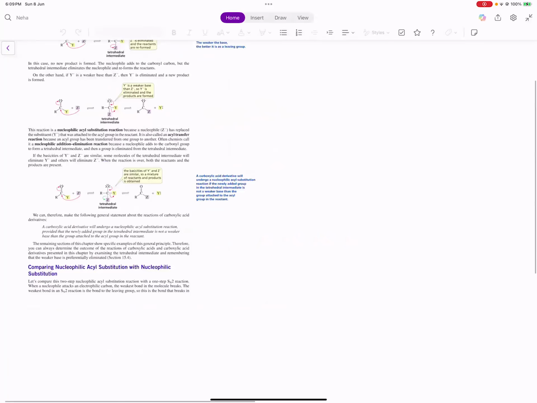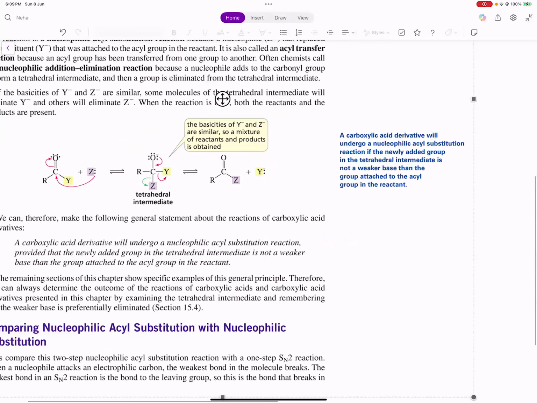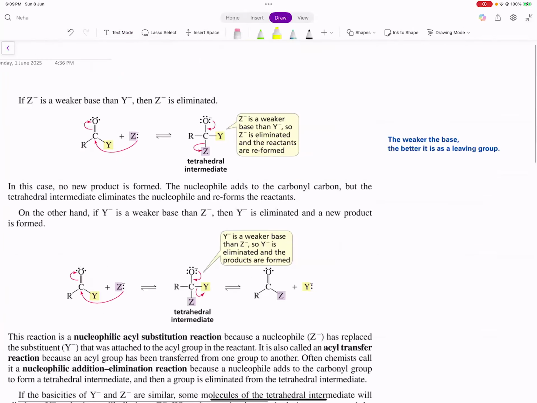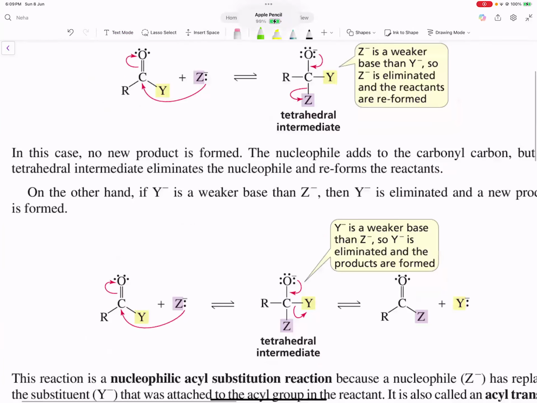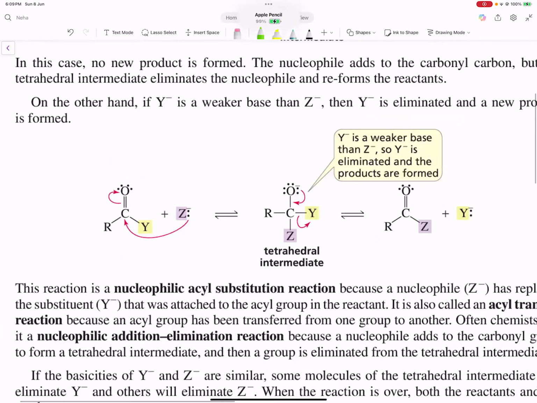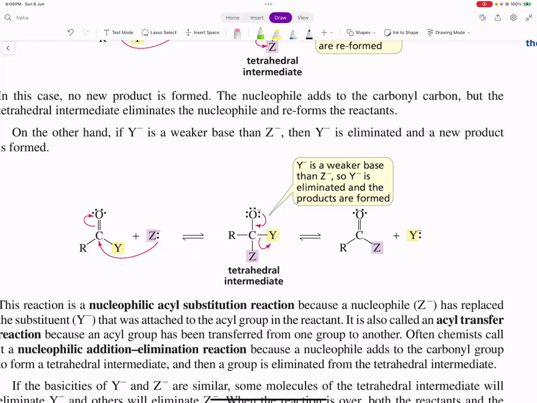This rule has helped us in alkyl halides too, everywhere. Now suppose Z minus is a weaker base than Y minus, that is, the incoming is weaker. Then O minus is going to kick out whatever is weaker, so it will kick Z only. And if Y minus is a weaker base, then Y will be kicked out. So whichever is weaker will be kicked out.